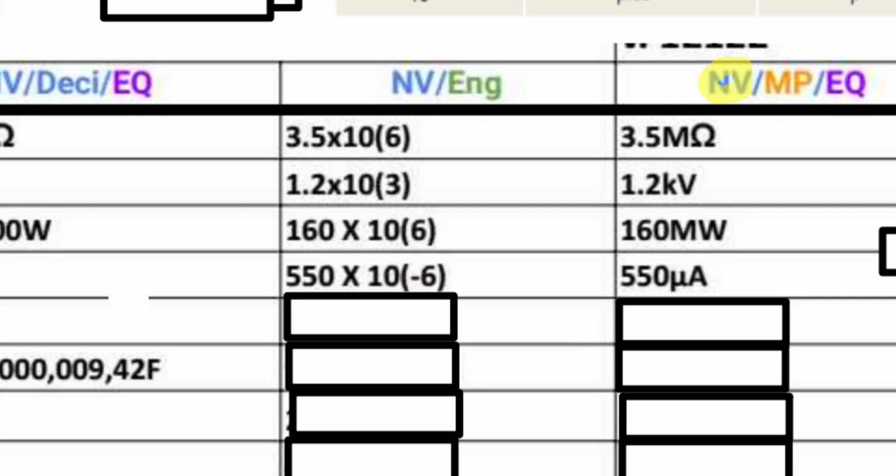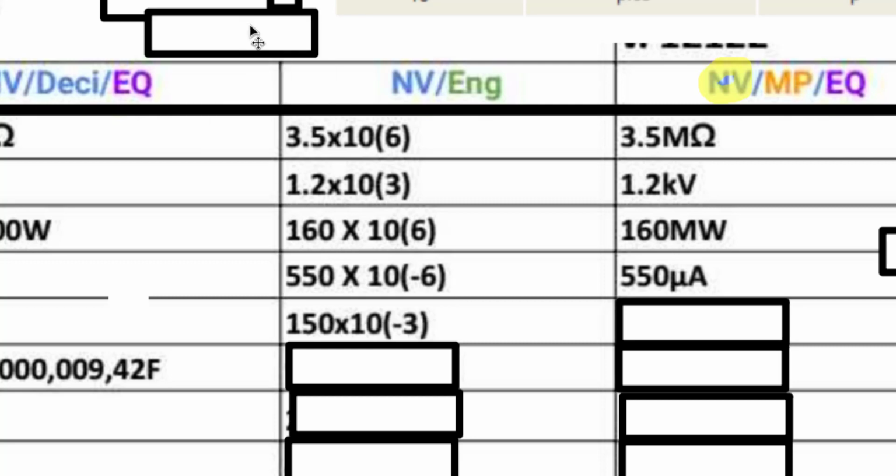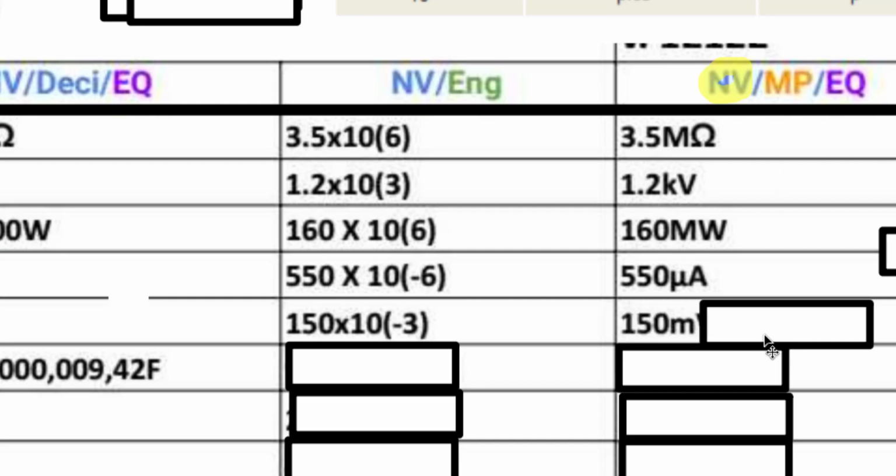All right, my next one, again, I'm dealing with a little number, and I'm going to go in one jump of 3. So it's 150 times 10 to the negative 3rd. I look here and it tells me milli. And what was I measuring? Volts.